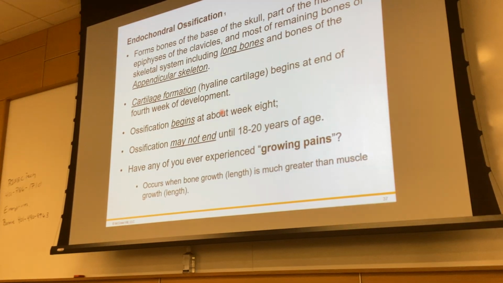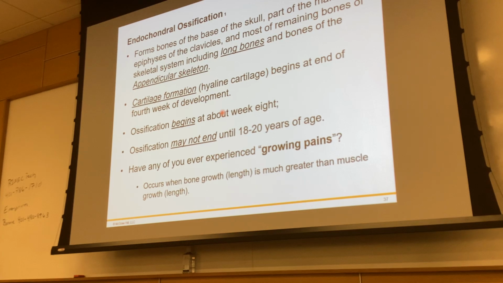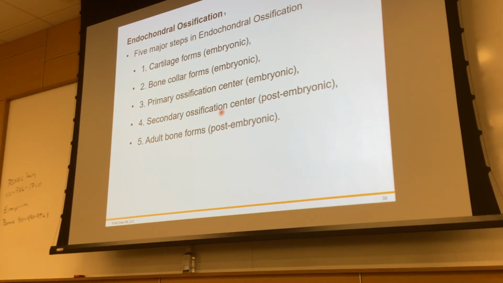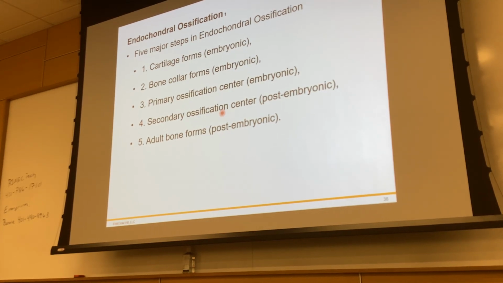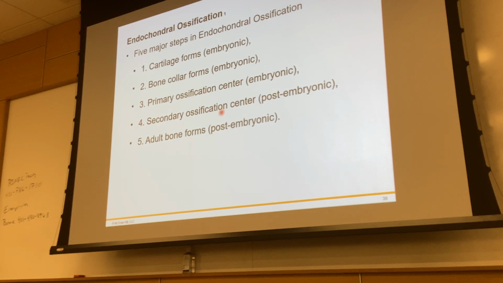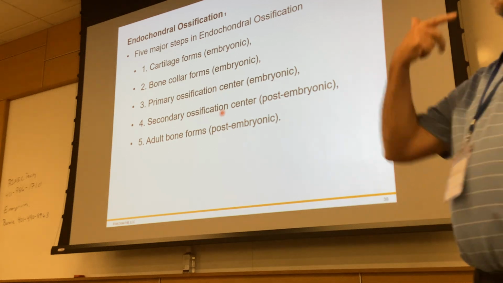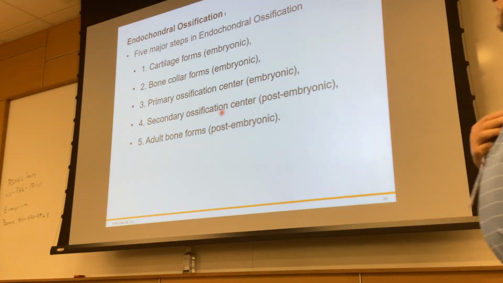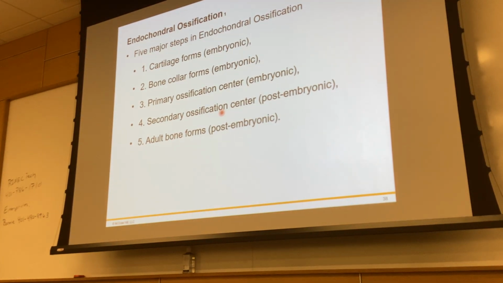Okay. So let's talk about the steps associated with endochondral ossification. There are 5 major steps, and you need to know what's happening in each of these steps, what cells are involved, and where in the bone. You need to know the details. When we're talking about cartilage forming, we're talking about hyaline cartilage. We're not talking about elastic or fibrocartilage.